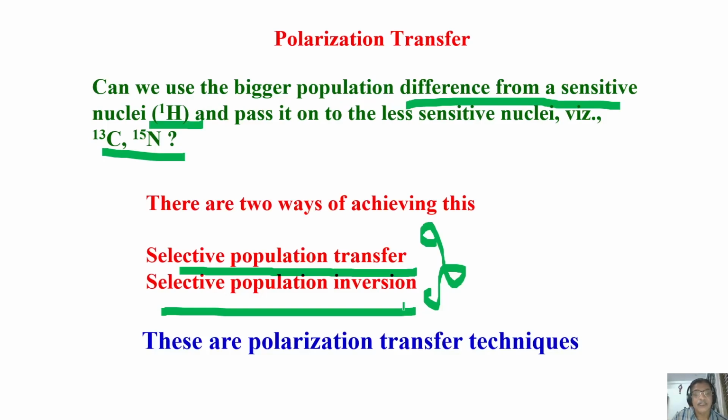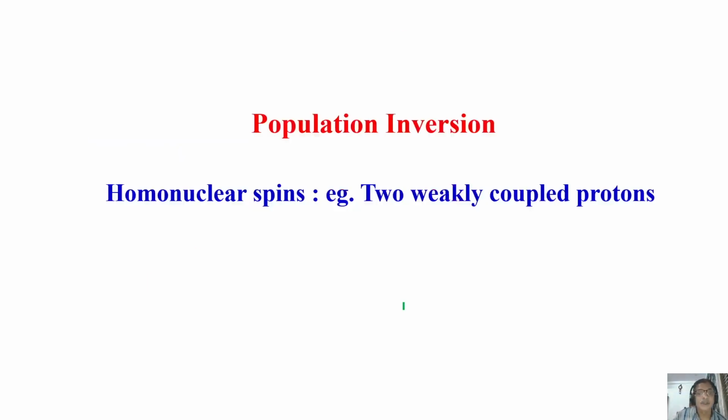This is called the polarization transfer technique. Please remember, there are two polarization transfer techniques. One is selective population transfer, called SPT. The other is selective population inversion, called SPI. If you understand these techniques, we can couple them with the editing technique later. Now let us go to the population inversion scheme. What is population inversion? How does it enhance the signal intensity?